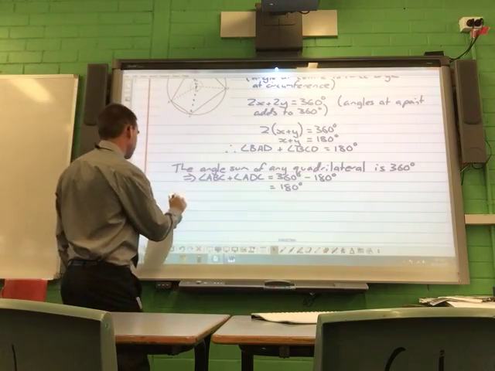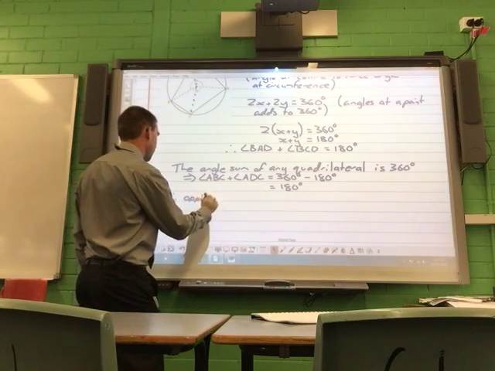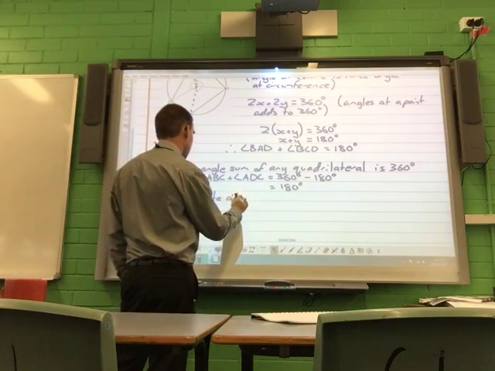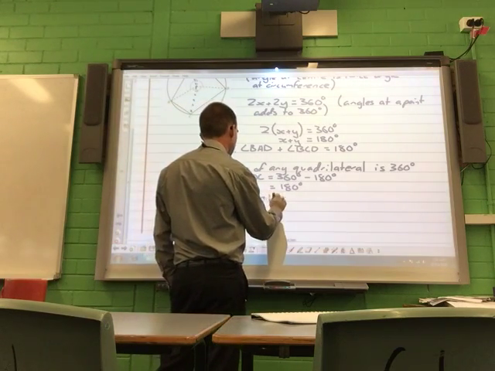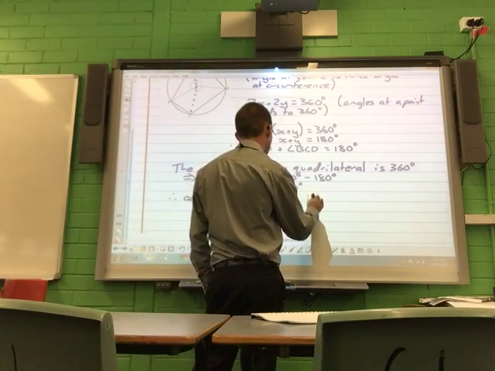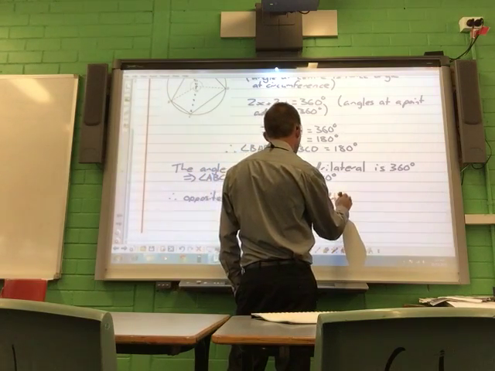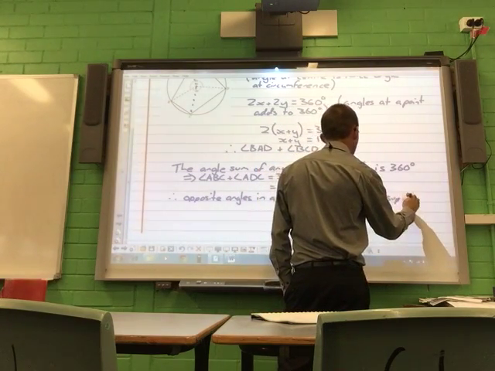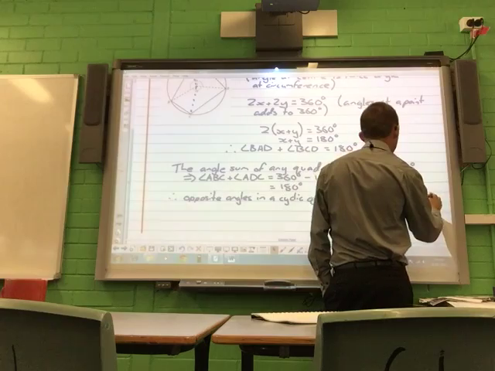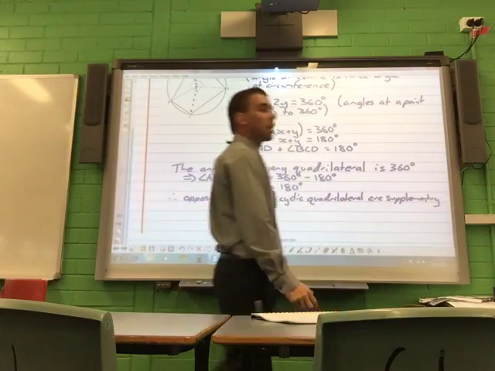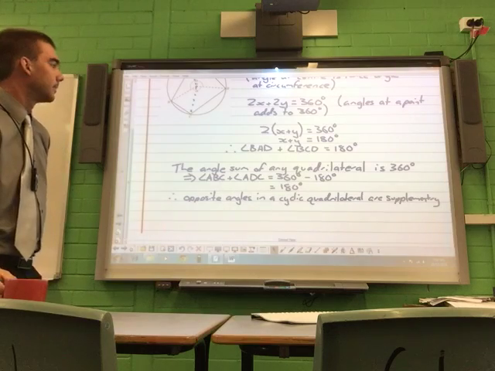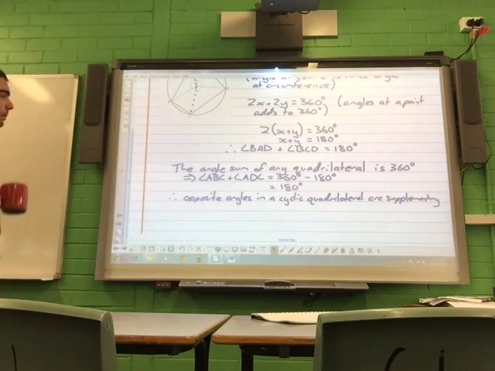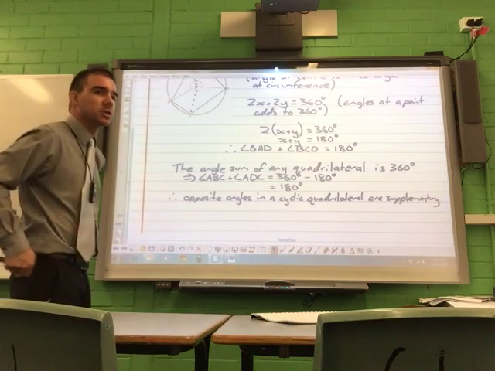So therefore, opposite angles in a cyclic quad are supplementary. Okay, this is a property that comes up a fair bit. Okay, good thing it's a fairly straightforward one, because there's a couple coming up involving chords that are not so obvious first up.